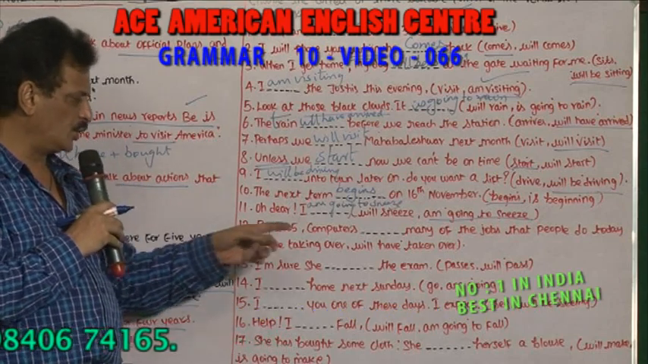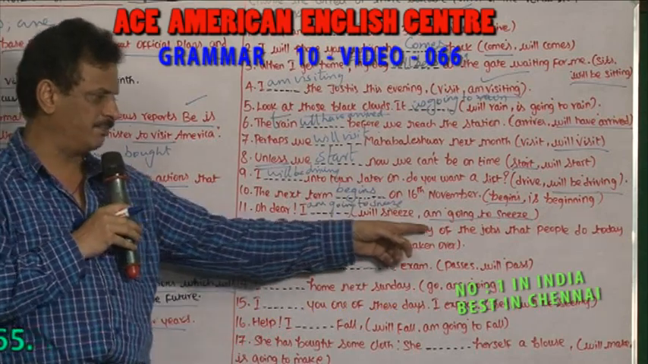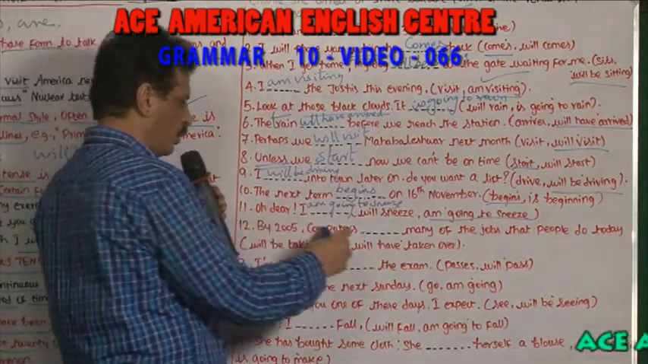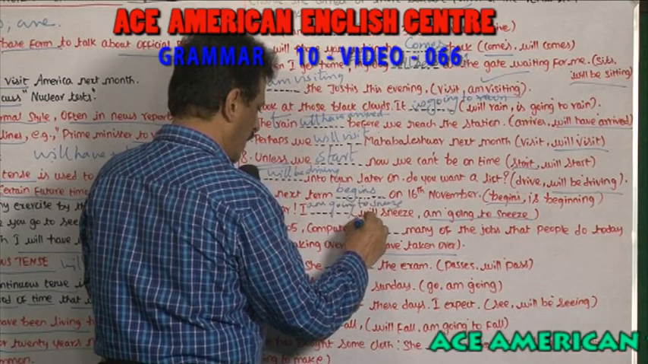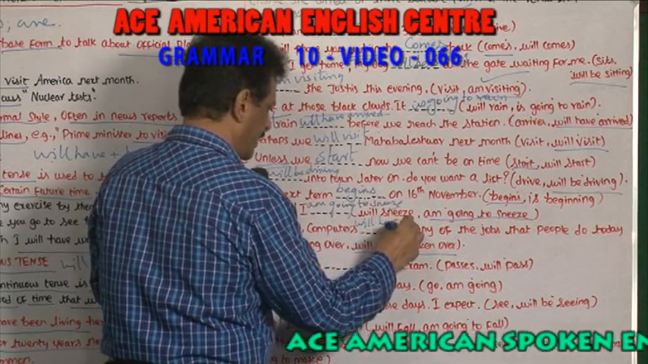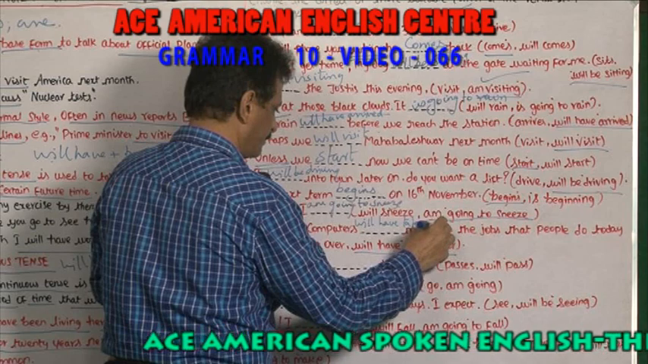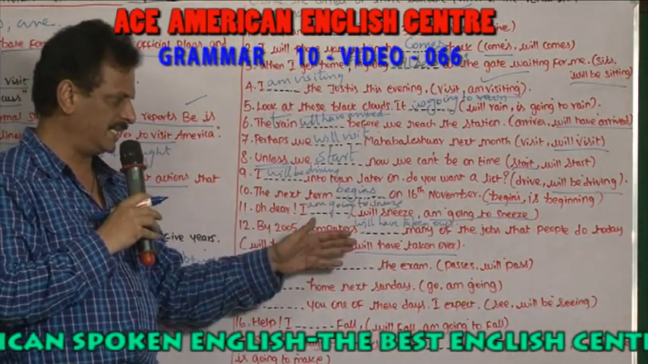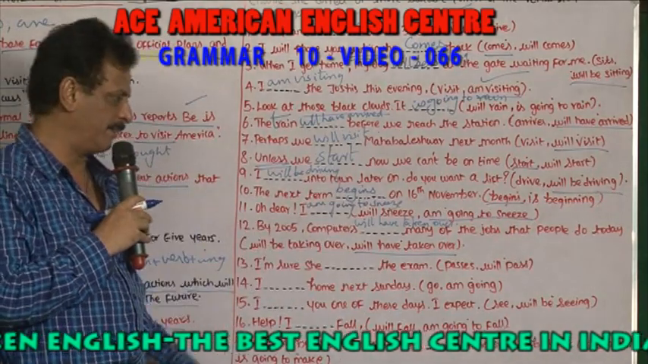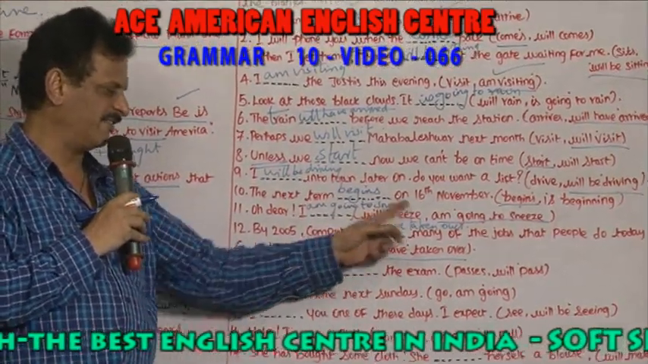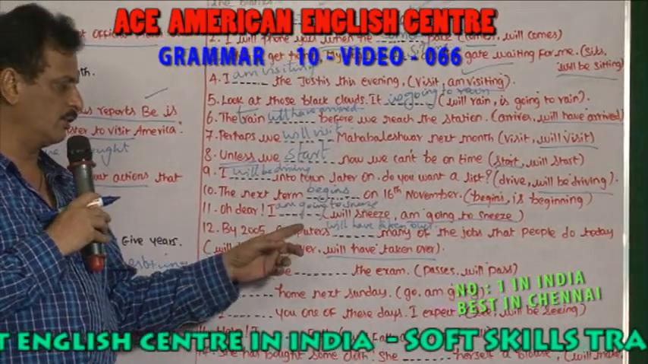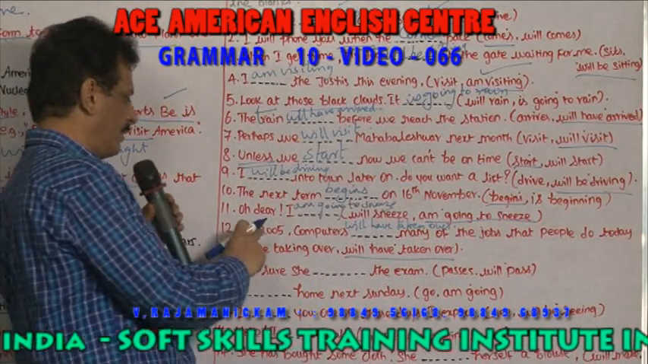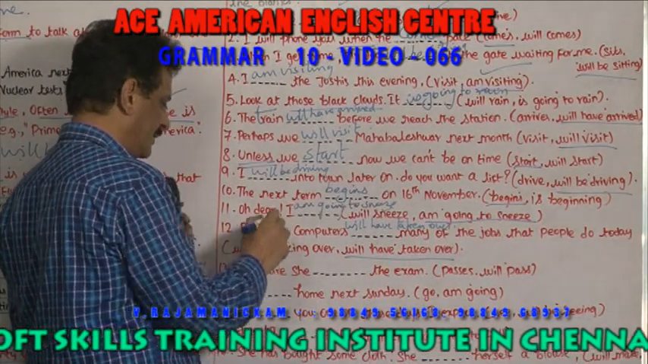Right? By 2005, the computers dash many of the jobs that people do today. Will be taking over or will have taken over? You are using will have taken over. Why? So in future, by 2005, within that particular time, something would have happened. There you are using future perfect, will have taken over. By 2005, computers will have taken over many of the jobs that people do today. So 2025, you can write it, right?